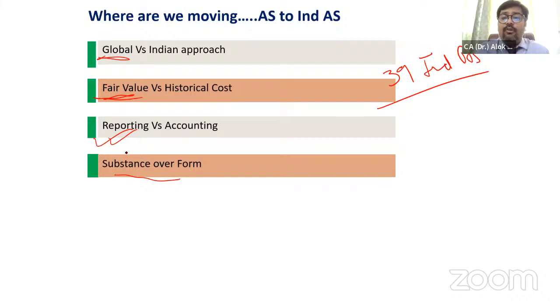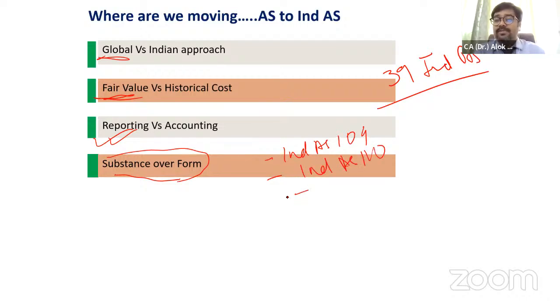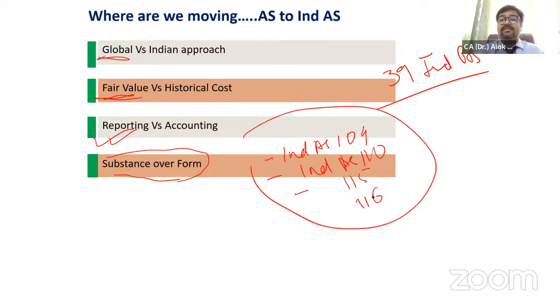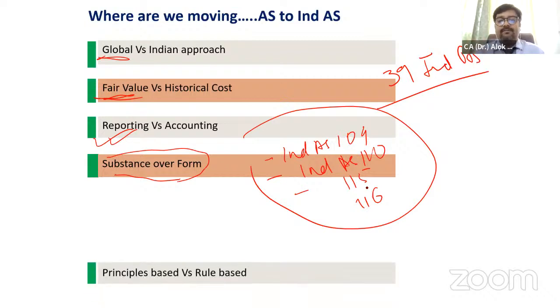Substance over form. Although substance over form is one of the important parts of every GAAP, generally accepted accounting principles, in India, in Ind AS, this substance over form is beautifully integrated in all the standards. If I talk about the financial instruments standard, Ind AS 109, this concept is there. If I talk about consolidation, Ind AS 110, it is beautifully there. Revenue, Ind AS 115, leases, 116. So in all these standards, substance over form prevails, right?